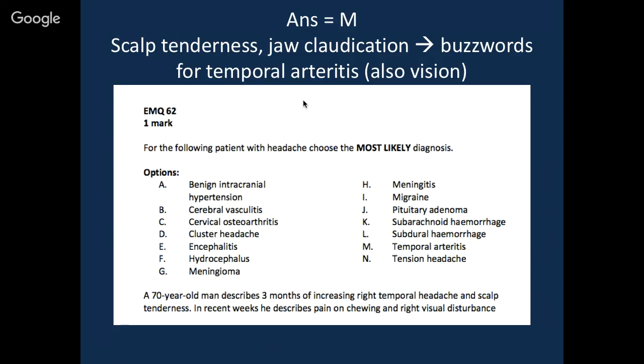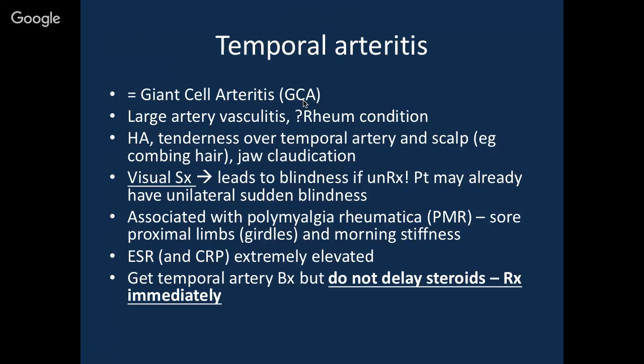But not everyone has seen this before if you're in a rural hospital or something. So temporal arteritis is the same as giant cell arteritis. It's a type of vasculitis. Important to know is all of the symptoms we've just described, visual symptoms as well, you must ask them.